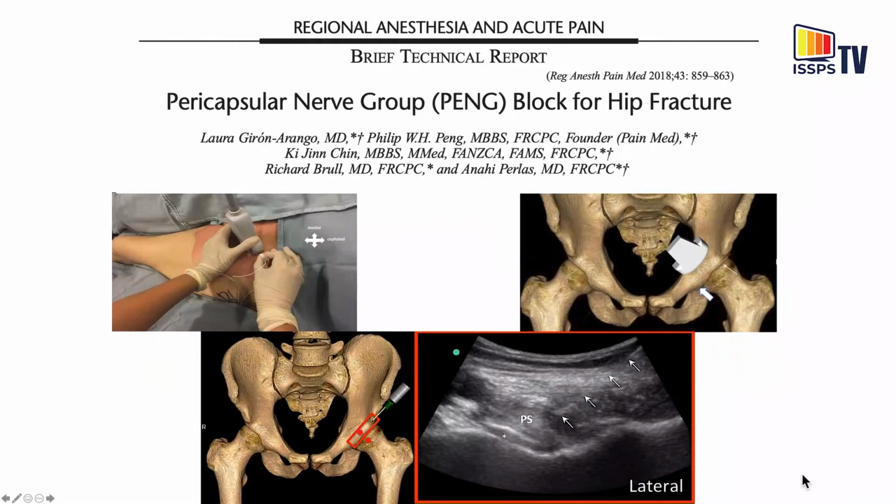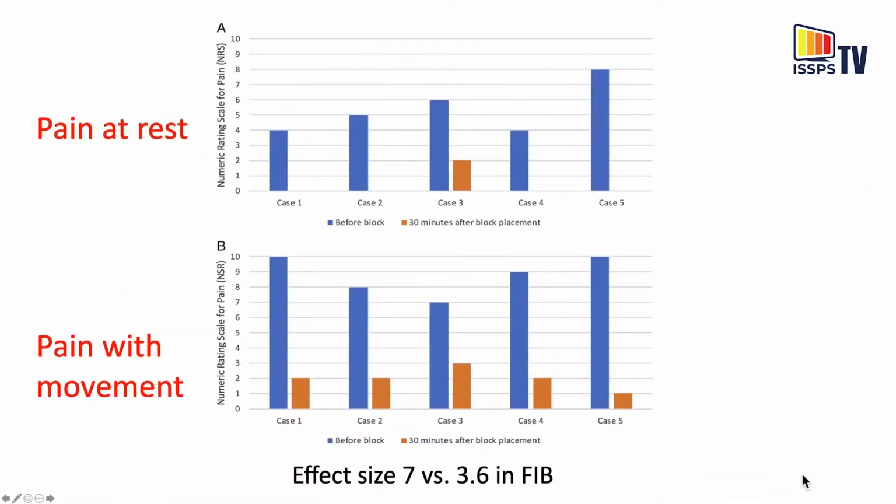The pericapsular nerve group block was initially developed for controlling the pain before the surgery because it's very good to deal with the pain around the fracture site. And this was the initial case series.